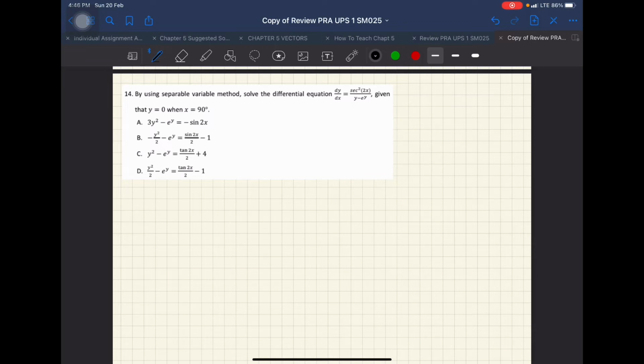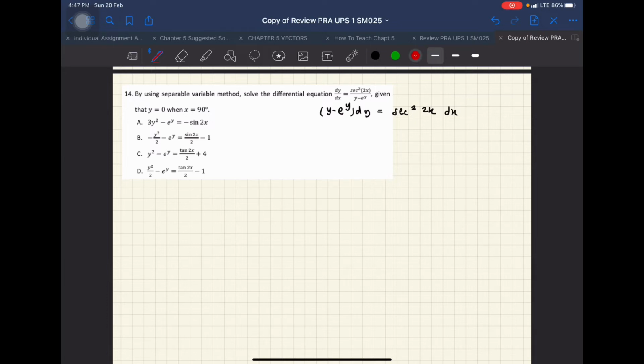Okay, so let's continue. Number 14, by using separable variable. So awak separate the variable. You have y minus e to the power of y dy, which is equal to secant square 2x dx. Okay, so settled.